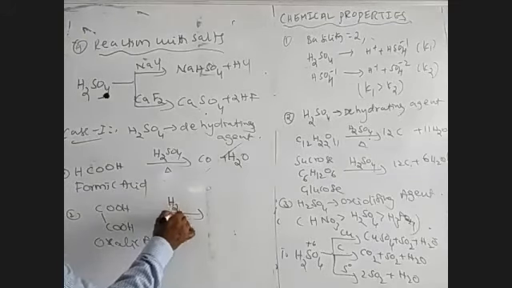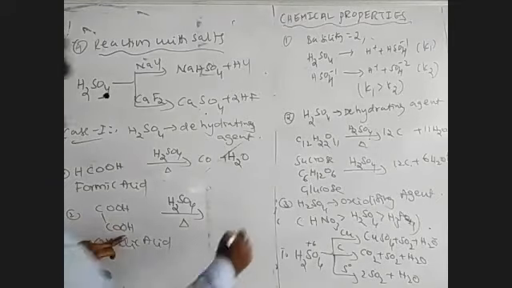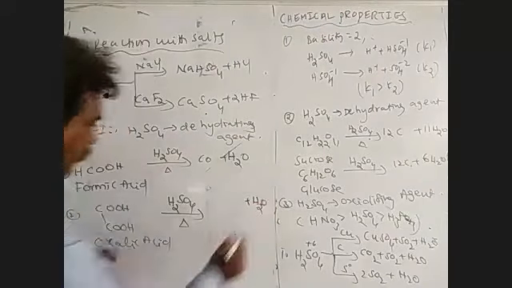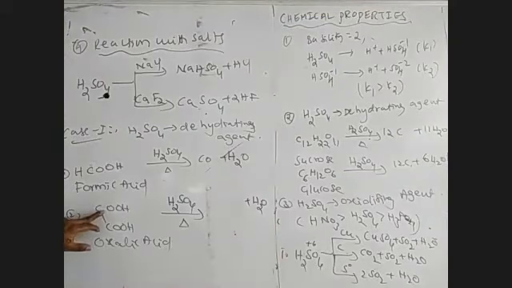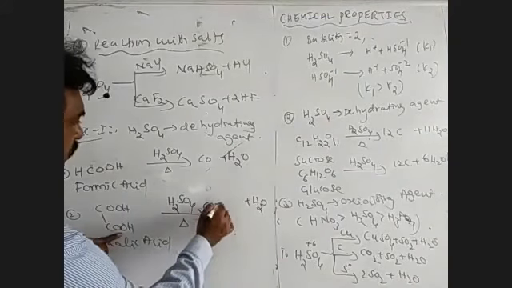Oxalic acid on heating with H2SO4, sulfuric acid, loses 2 hydrogen and 1 oxygen, that is H2O. The remaining compound is CO plus CO2. The formed products are CO plus CO2 plus H2O.